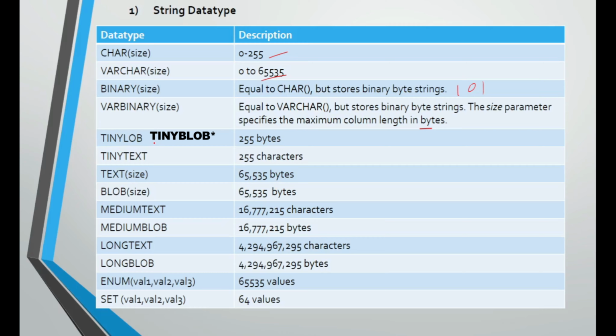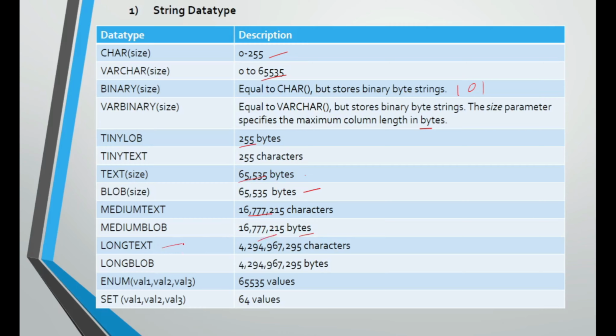Then we have tinyblob, where the characters are stored in bytes. So we have this much limit. Then we have tinytext, which stores the string in terms of characters. Then we have text. Again, text is stored in terms of bytes, so this is the limit. And then we have blob, which also stores the strings in terms of bytes. Then we have mediumtext. Again, in mediumtext we can store up to this limit. Next one is mediumblob. Again, mediumblob stores in terms of bytes, and this is the limit.